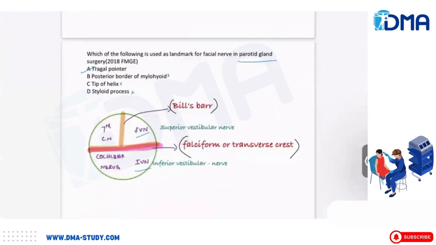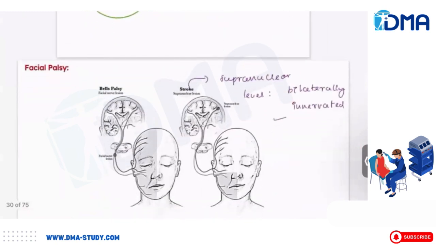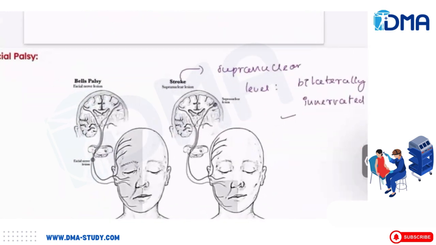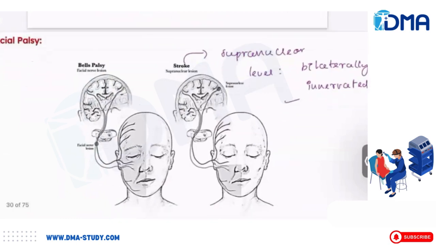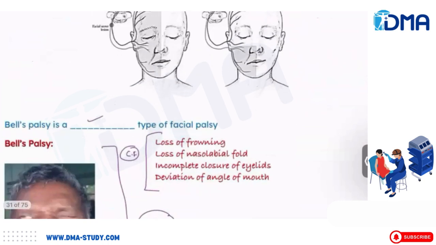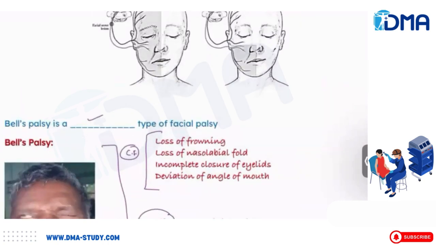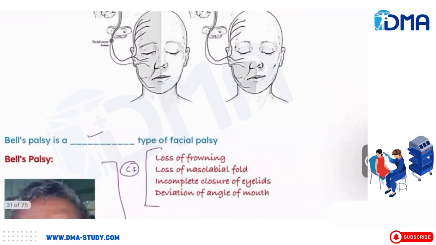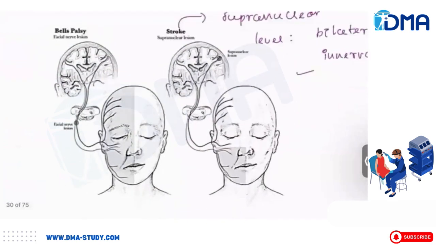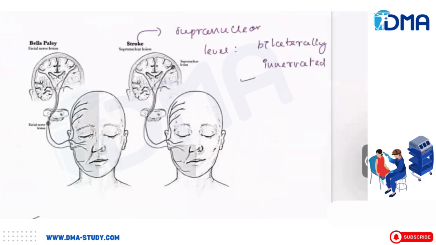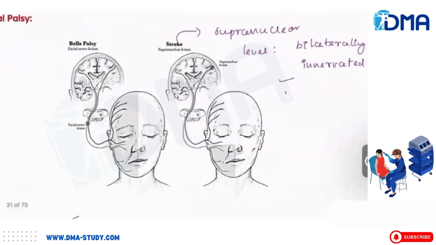Okay, fine. Now facial palsy. So we are having two types of facial palsy: supranuclear or UMN type of facial palsy, and LMN type of facial palsy. This UMN type of facial palsy is nothing but a supranuclear palsy. So if it is affected, the opposite side lower half only is affected. Opposite side lower one-third only affected.